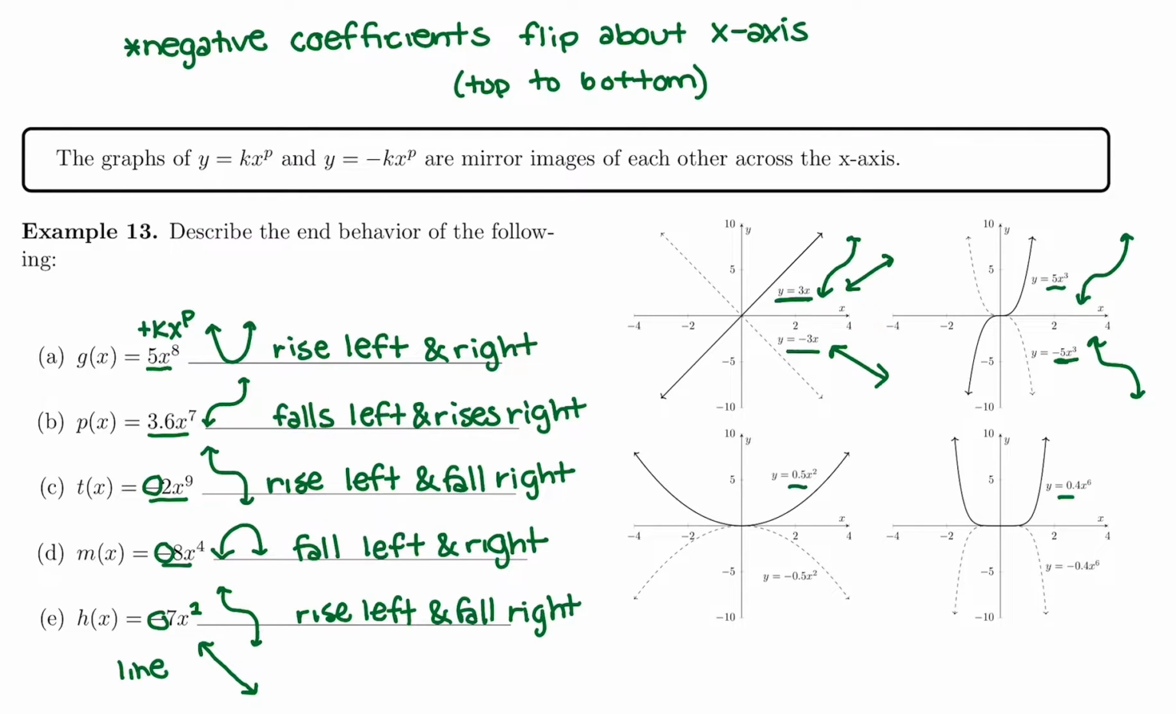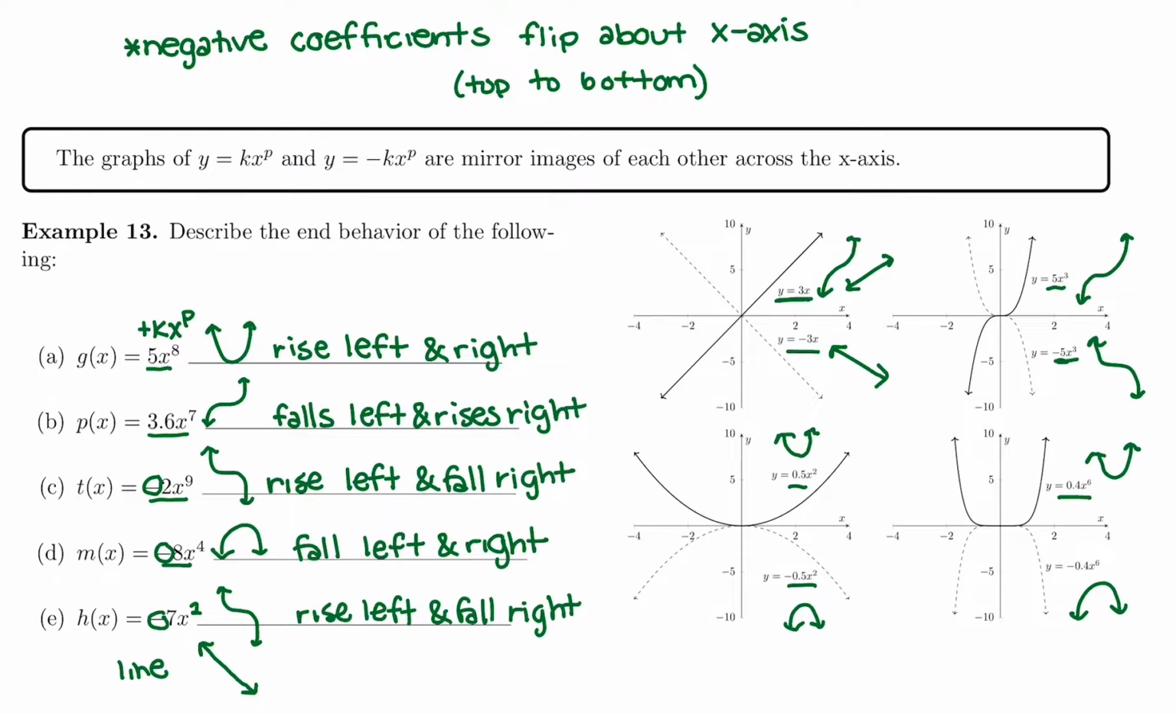Even is much more simple because they end the same. If it's a positive coefficient, we are up, up. If it's a negative coefficient, we're down, down. Same thing, positive coefficient with an even power is up, up. Negative coefficient with an even power is down, down.